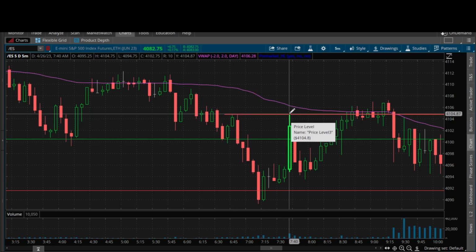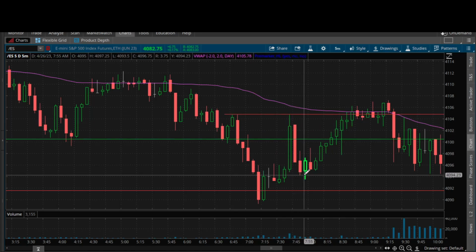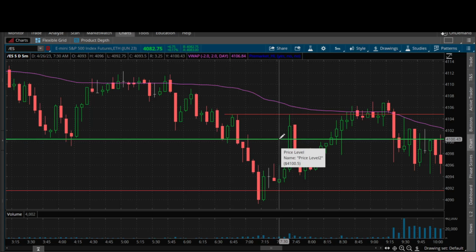Because it's in a premium, we want it to pull back into a discount. What does price do? It pulls back into a discount right here. Now note this. It pulled back into a discount, but it's in a discount on the 5-minute chart, and it's also in a discount on the 15-minute chart.